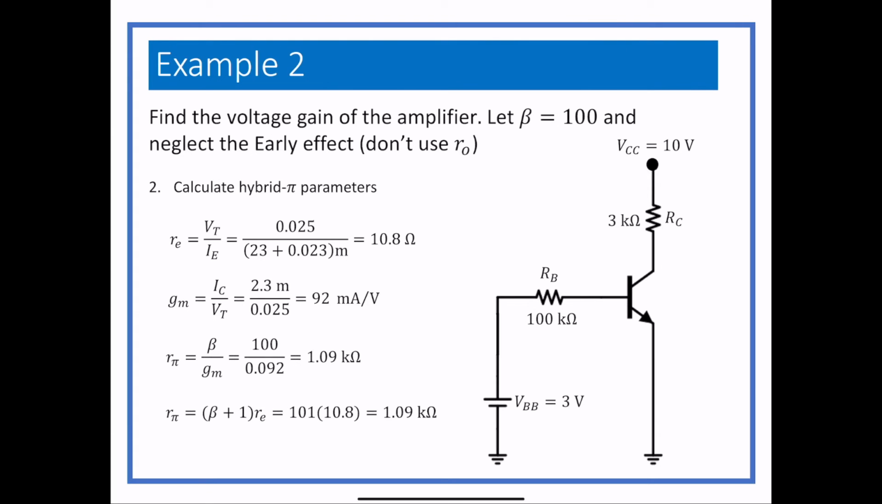Anyway, we can find r pi. We can either take beta over gm and find it, or we can take beta plus 1 times little re and find it that way. Both ways we're actually using a given parameter and a derived parameter.